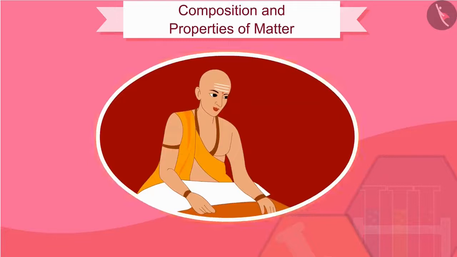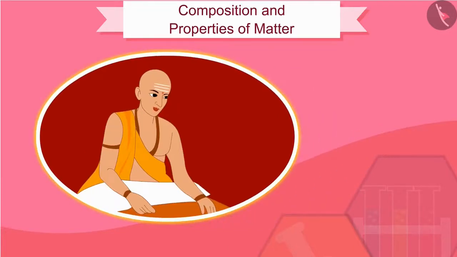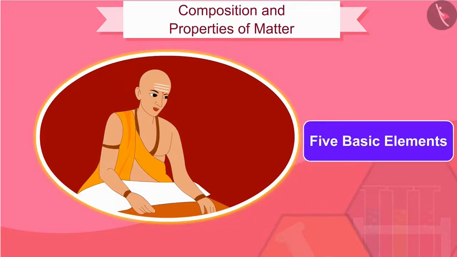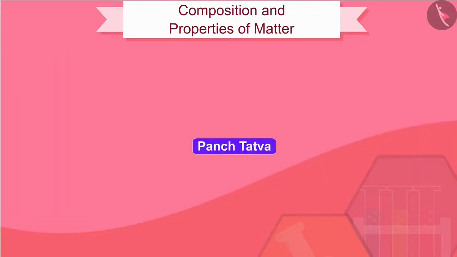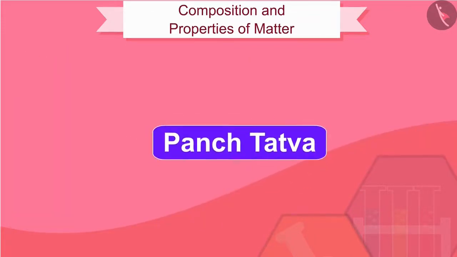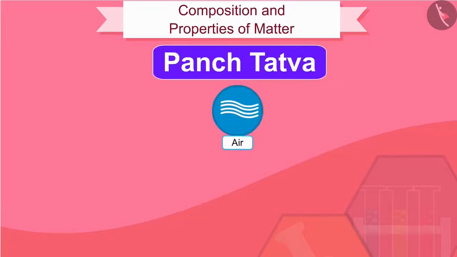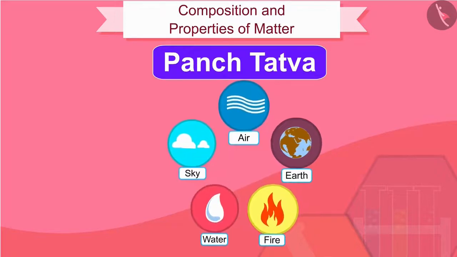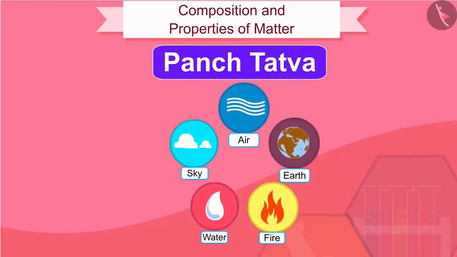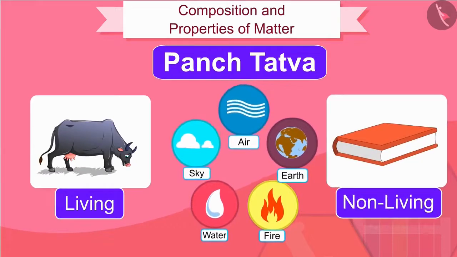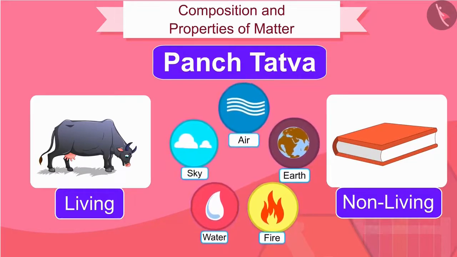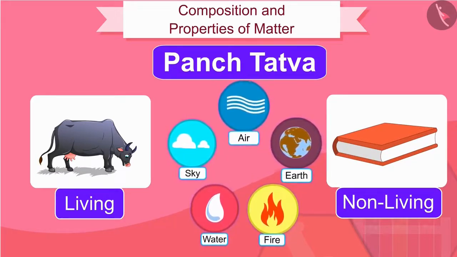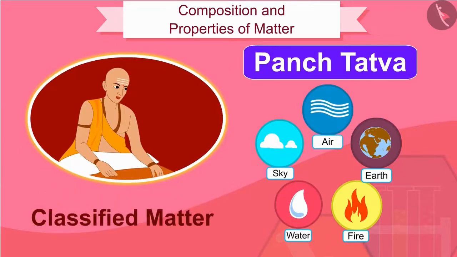Early Indian philosophers classified matter in the form of 5 basic elements which we know as Panchtattva. These are the 5 elements: air, earth, fire, water and sky. According to them, everything, living or non-living, was made up of these 5 basic elements. Philosophers of the time have classified matter in a similar way.